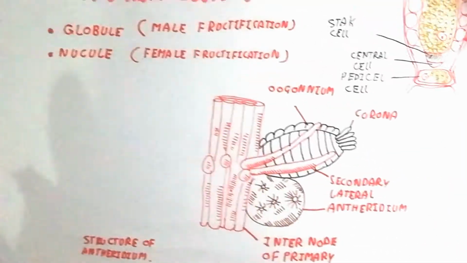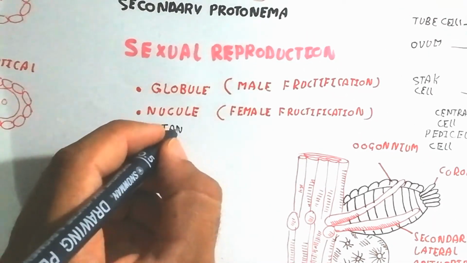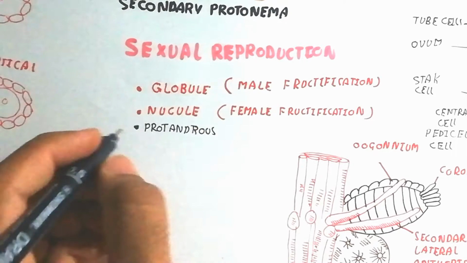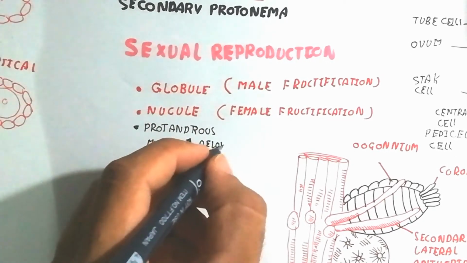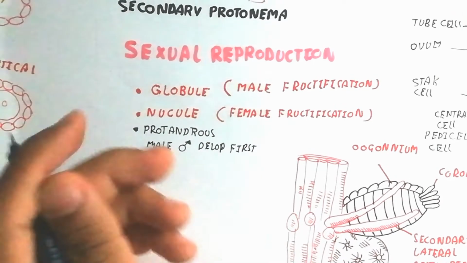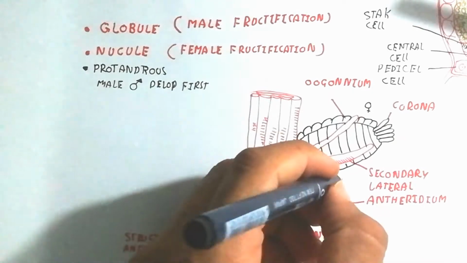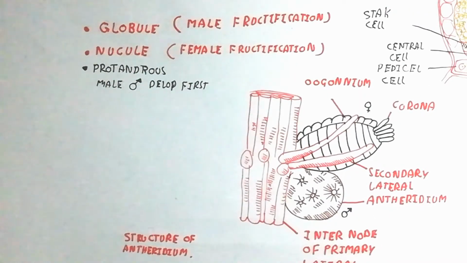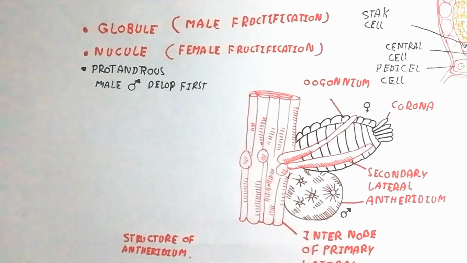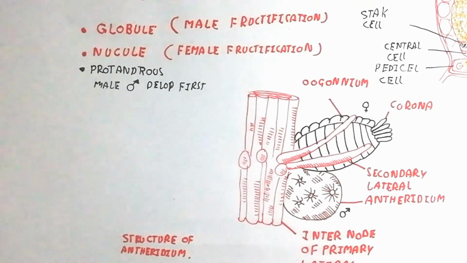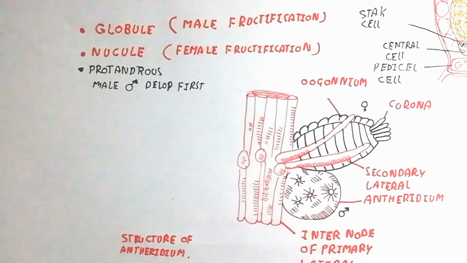Here you can see the male antheridial filament. This antheridial filament will produce the antherozoid, which is a secondary capitulum, as shown in the figure. By the way, this is protandrous, meaning the male is developed first as compared to the female fructification, or the development of the female reproductive organ.